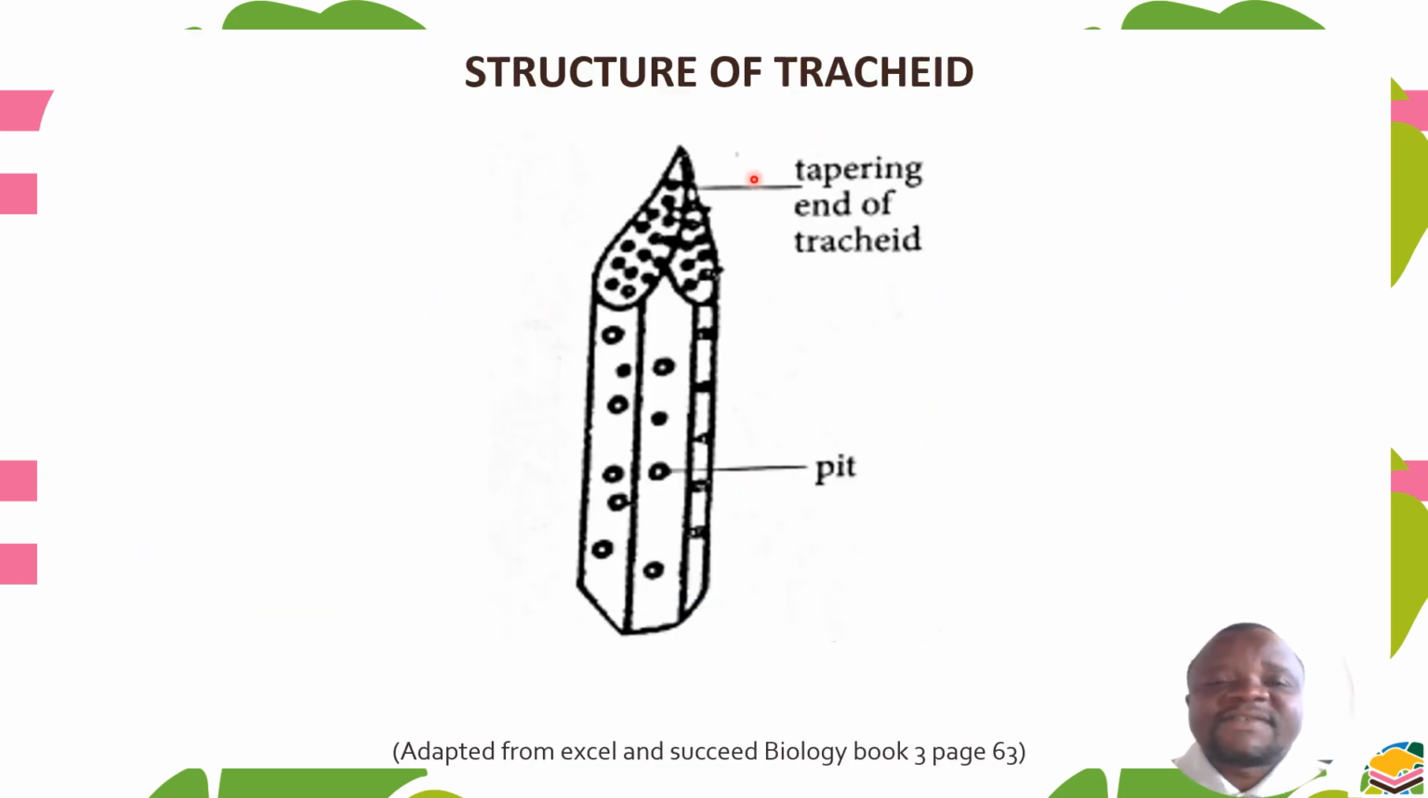Let us look at the structure of the tracheid. You can see it has a tapering end. This end here is what we call the tapering end, meaning a pointed end. As you can see, this part is sharp and pointed. These are the pits which are distributed all over to allow the conduction of water from one tracheid to another.